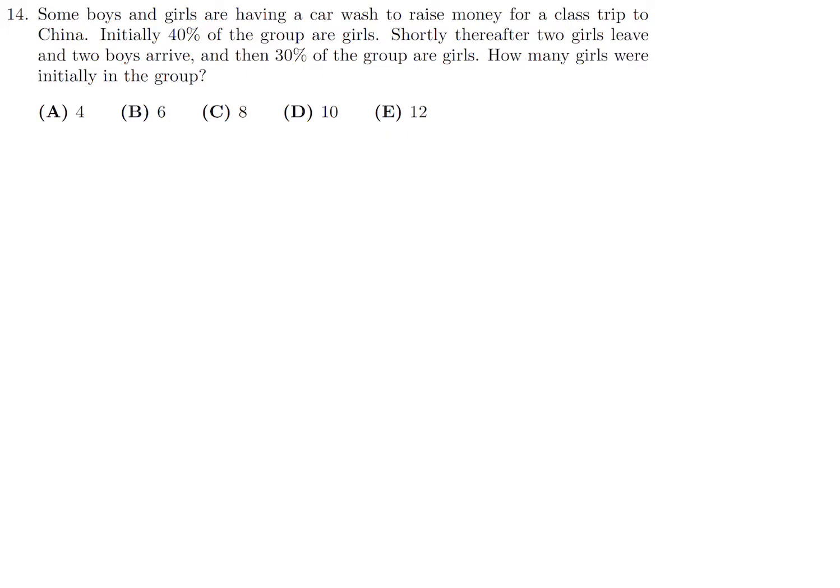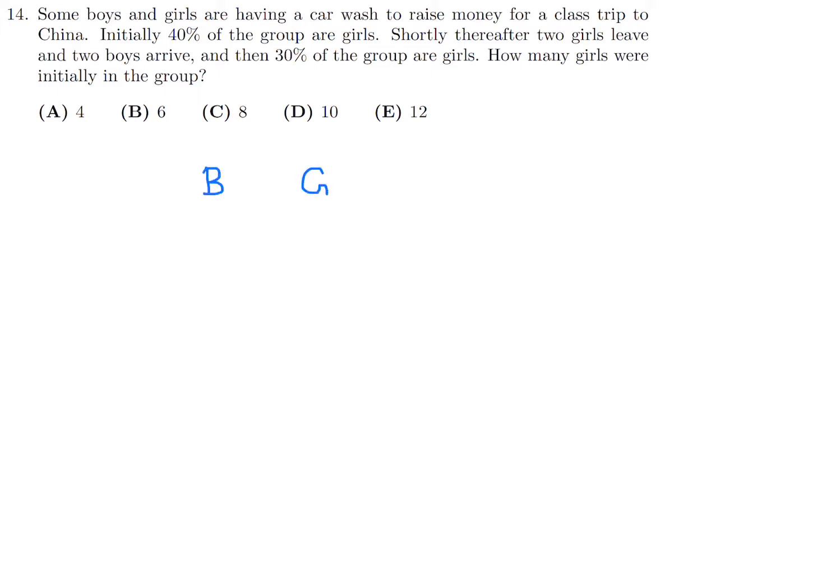Some boys and girls are having a car wash to raise money for a class trip to China. Initially, 40% of the group are girls. Shortly after, 2 girls leave and 2 boys arrive. Then 30% of the group are girls. How many girls were initially in the group?